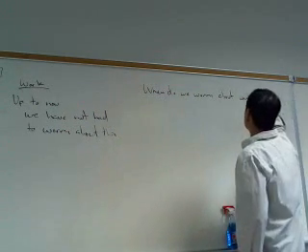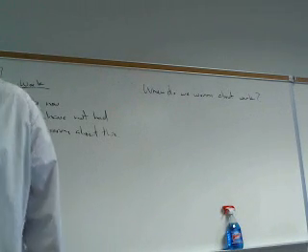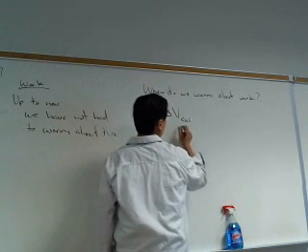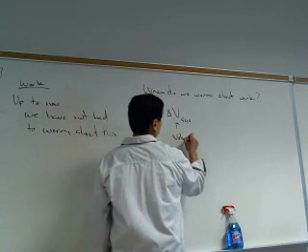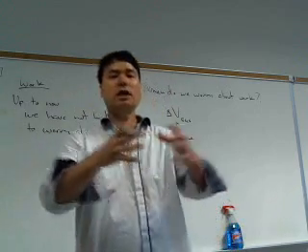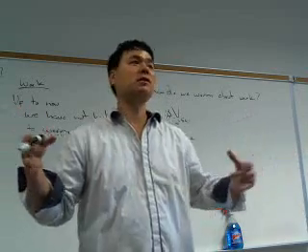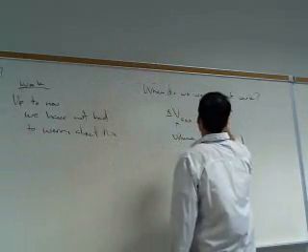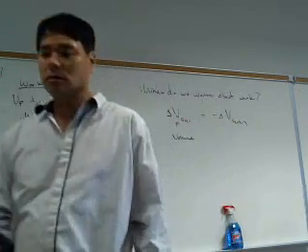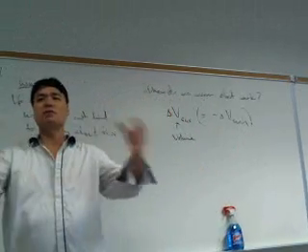When do we worry about work? We worry about work when delta V, the system volume, changes. If the system volume changes, what happens to the surroundings volume? It changes in the opposite direction, so delta V of the system is equal to minus delta V of the surroundings. This is secondary. What we just look for is, does the system volume change?